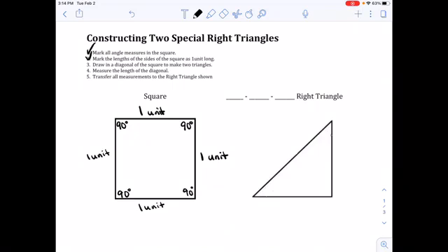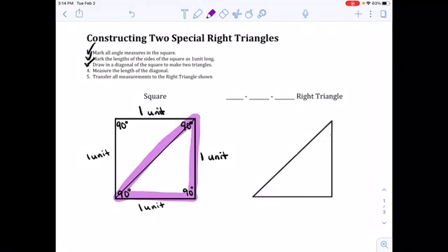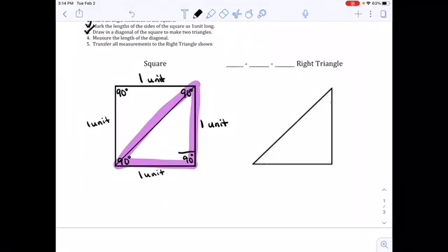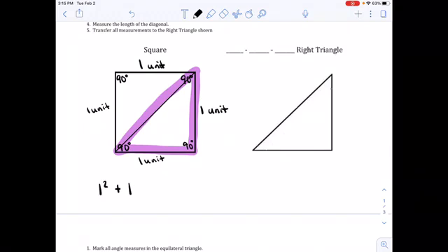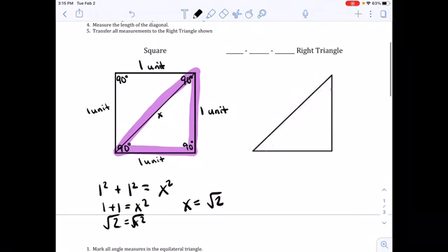Then we will draw a diagonal of the square to make 2 triangles. Do we have 2 triangles now? And then measure the length of the diagonal. Now, we have a triangle here. It is a right triangle, so we can do the Pythagorean Theorem to find the length of that diagonal. So we have 1 squared plus 1 squared equals x squared. We'll call this x. So we have 1 plus 1 equals x squared, or 2 equals x squared. So x is actually equal to the square root of 2.